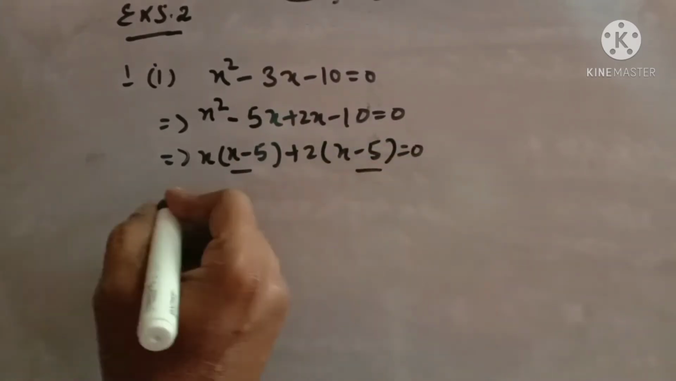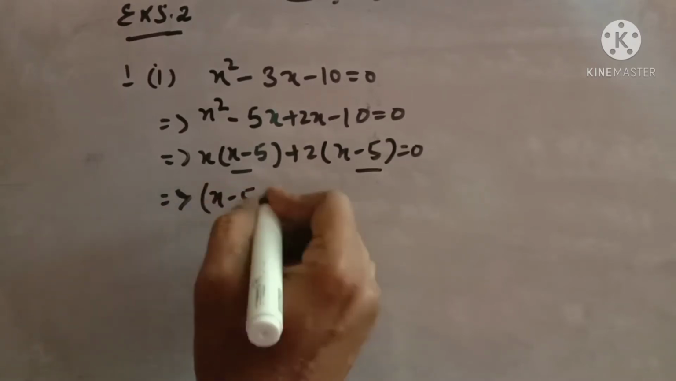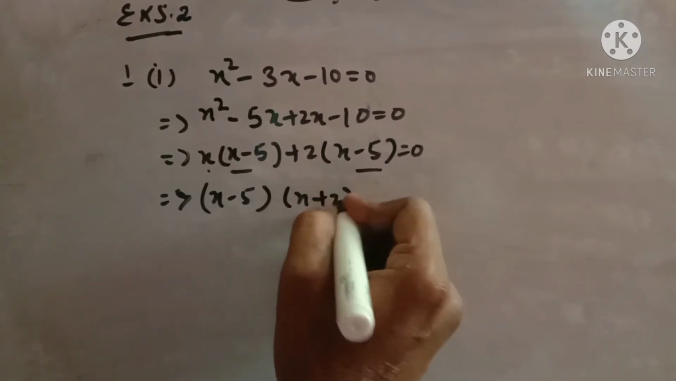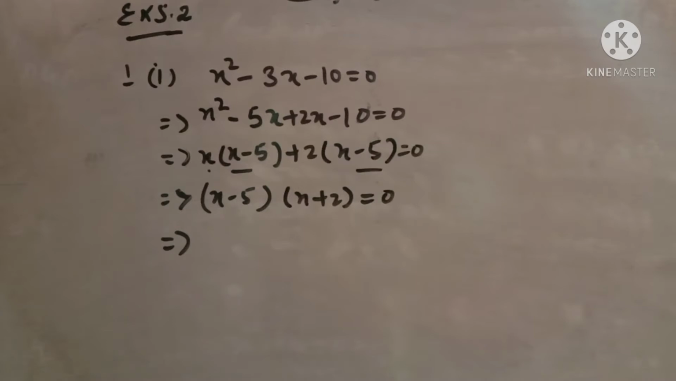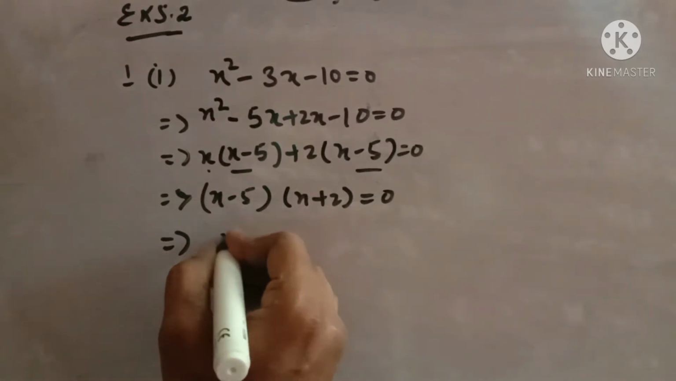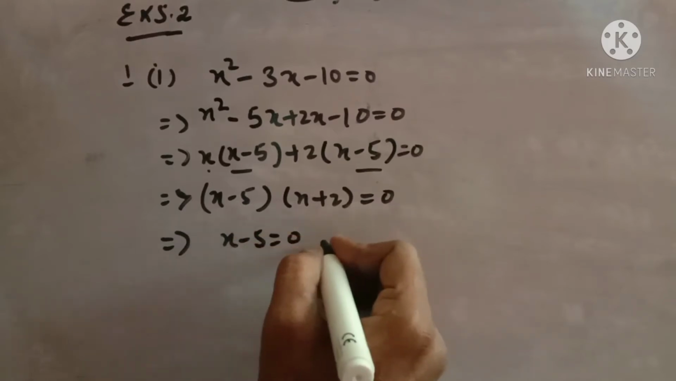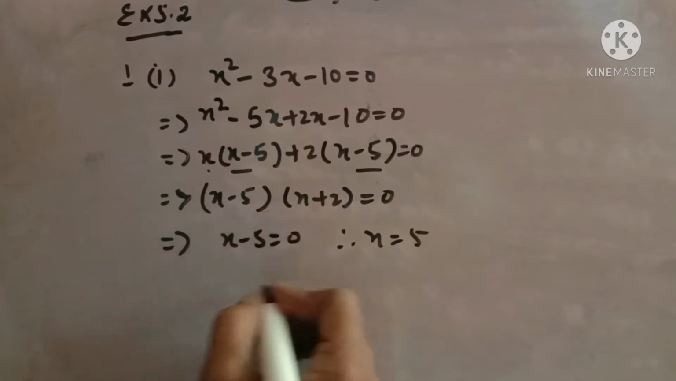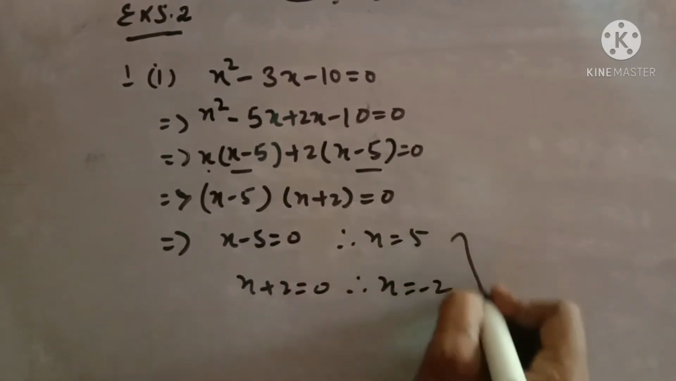Here the common terms are what? x minus 5. So x minus 5, and the remaining part is x plus 2. x plus 2 equal to 0. So our two values will come. x equal to, when x minus 5 equal to 0, that time x equal to what? 5. Okay. And when x plus 2 equal to 0, that time x will come what? Minus 2. Write down please.